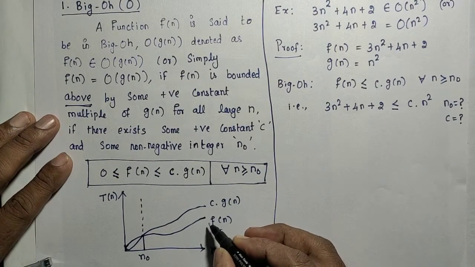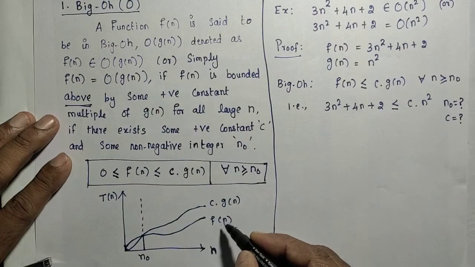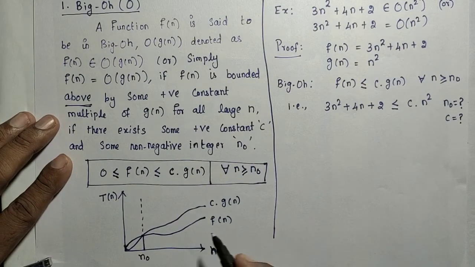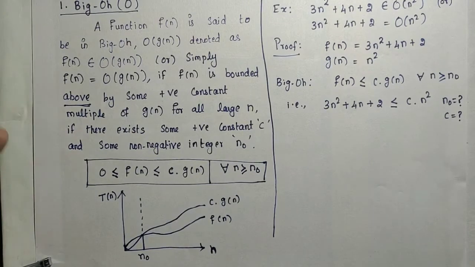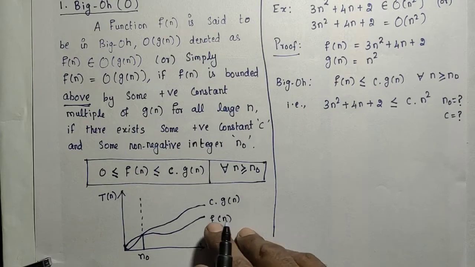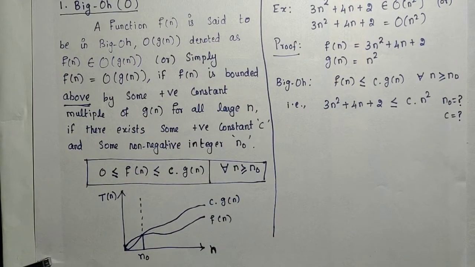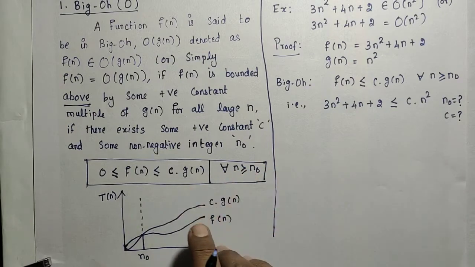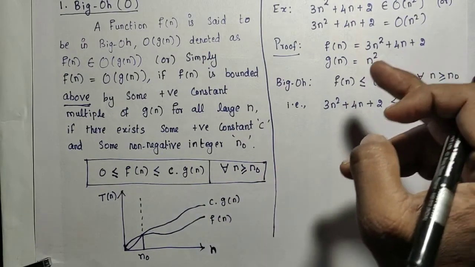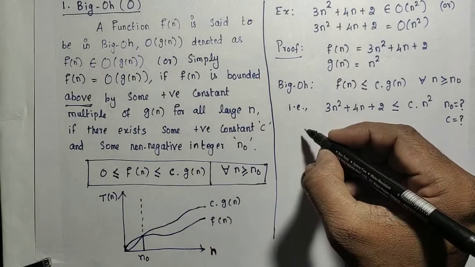It means that, at any case, f of n will not go beyond c into g of n. So this is the upper limit for f of n, so that we are saying f of n belongs to big O of g of n. This is the upper bound. We can assume that f of n will not go beyond this. This will not happen.